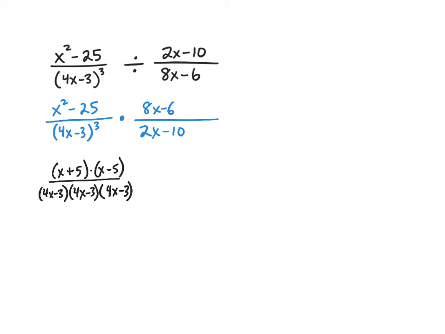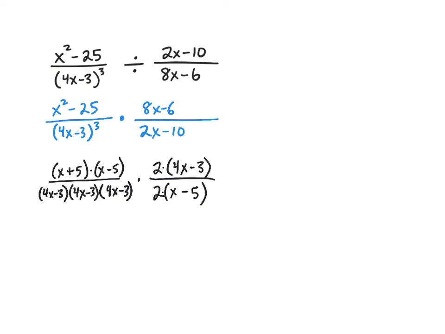Takes me a little bit, but it's just going to help me later on. What can I factor out of the top right? How about a 2? 2 times 4 will still give me 8 with the x. And then 2 times a negative 3 will give me that negative 6. On the bottom, I see a 2 times an x, and then a 2 times a negative 5. And now I'm ready to cancel.